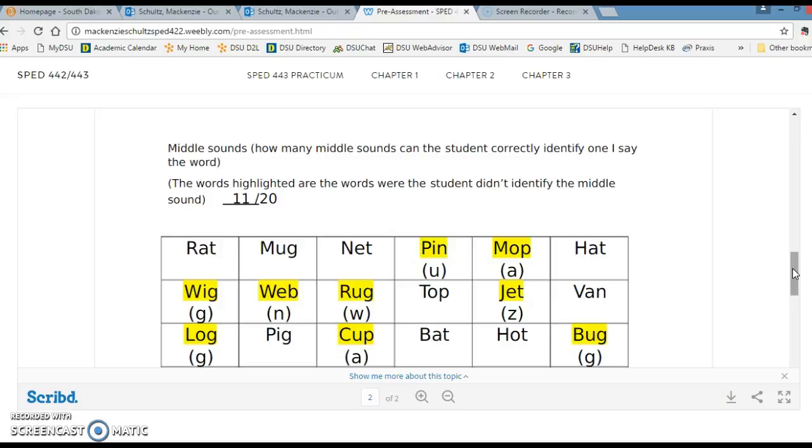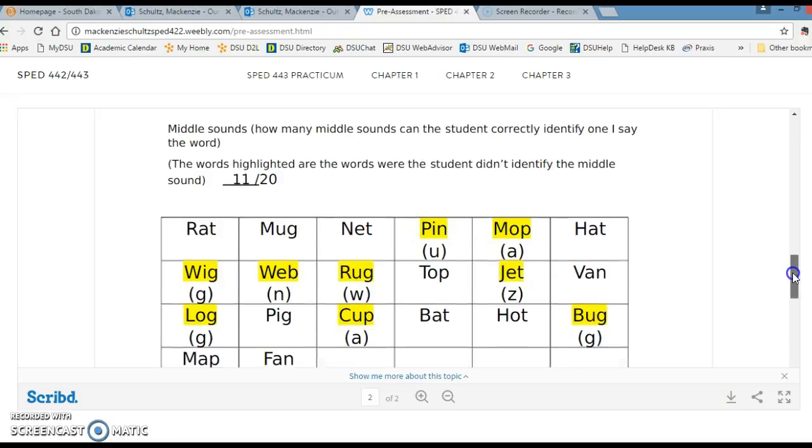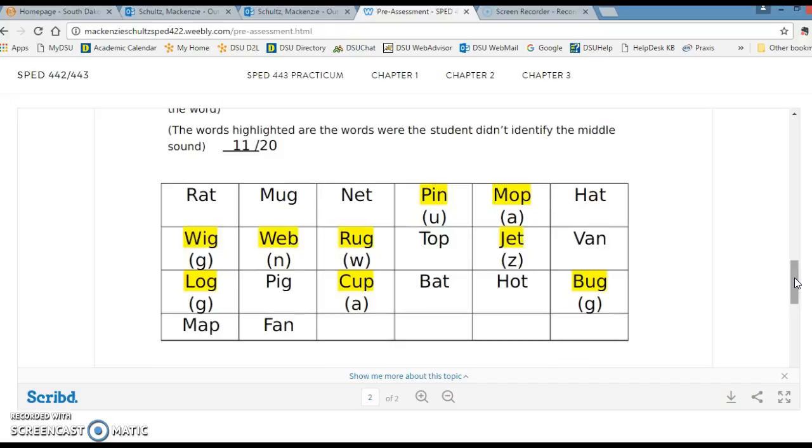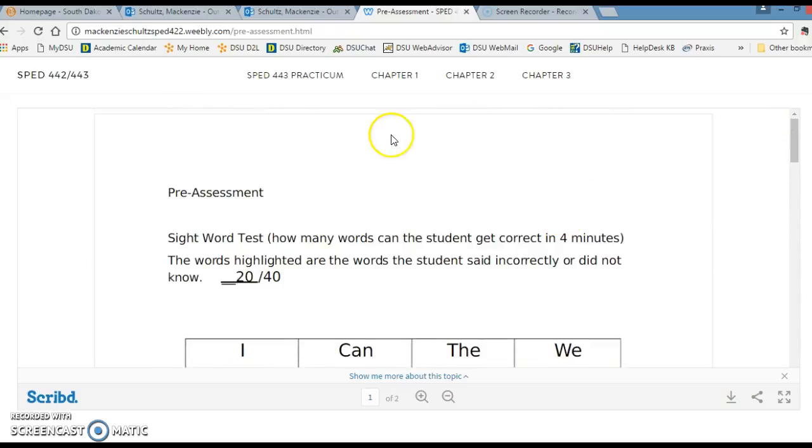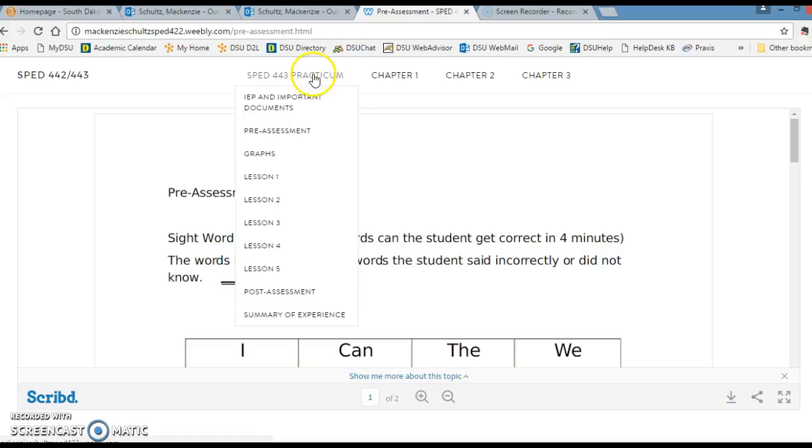So I'll say the word rat, and he'll have to tell me what that middle sound is. And he got 11 out of 20, which is okay, but most of the students in his grade level know 20 out of 20 or very close. And then in parentheses are the sounds he said instead of the actual sounds in the word. So that's my pre-assessment, which confirmed my goals, and that was to work with CVC or consonant vowel consonant middle sounds and words, as well as sight words.